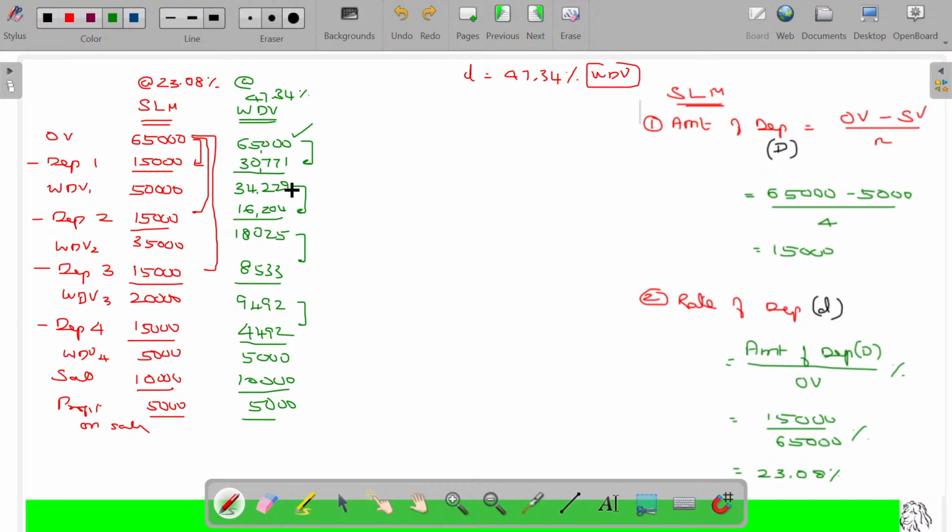Similarly, every year, whatever WDV you have, you have to calculate depreciation at the rate of 47.34%. Carry on up to the fourth year, it becomes 5,000. The sale value is 10,000, so you get a profit of rupees 5,000. Clear?